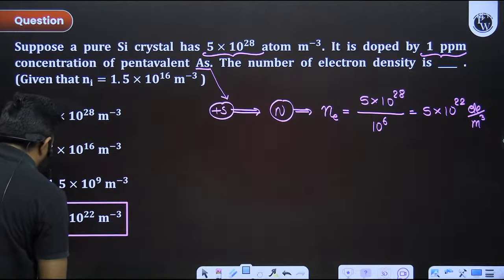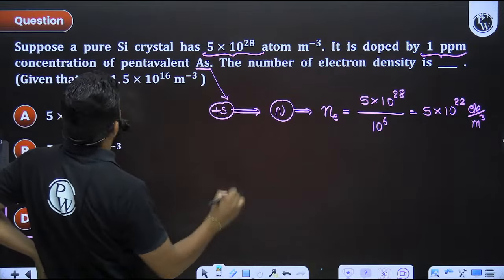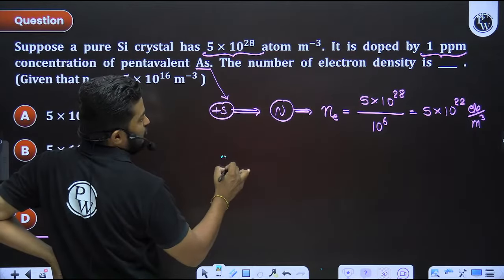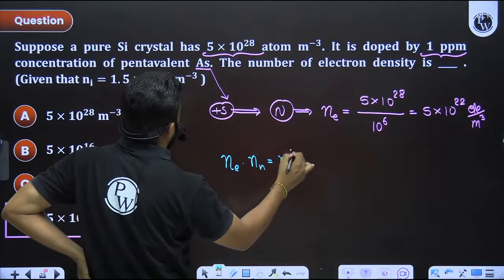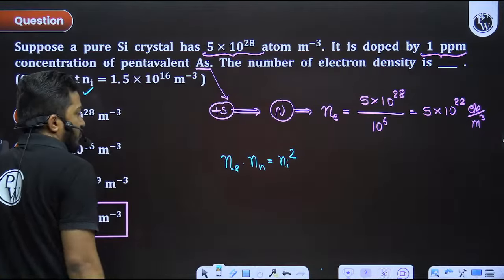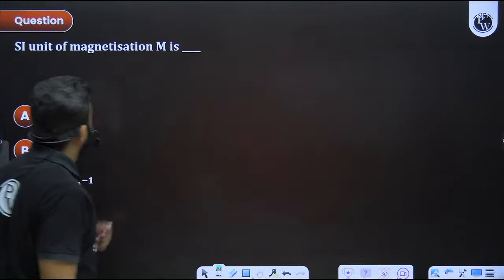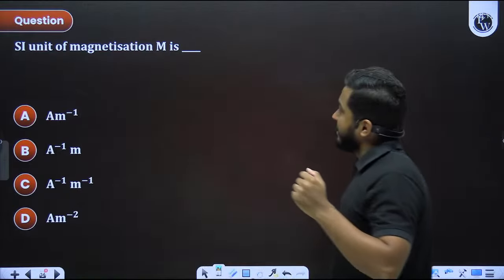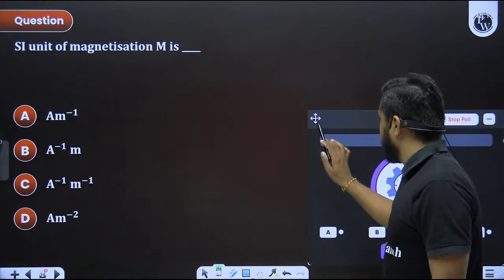But if they ask for the number of holes, I can say Ne into Nh is equal to Ni square. Also they provide the value of Ni, so from here you can easily find the value of Nh. That's fine, let's continue. Now find the unit of magnetization, it's really a good and easy question.